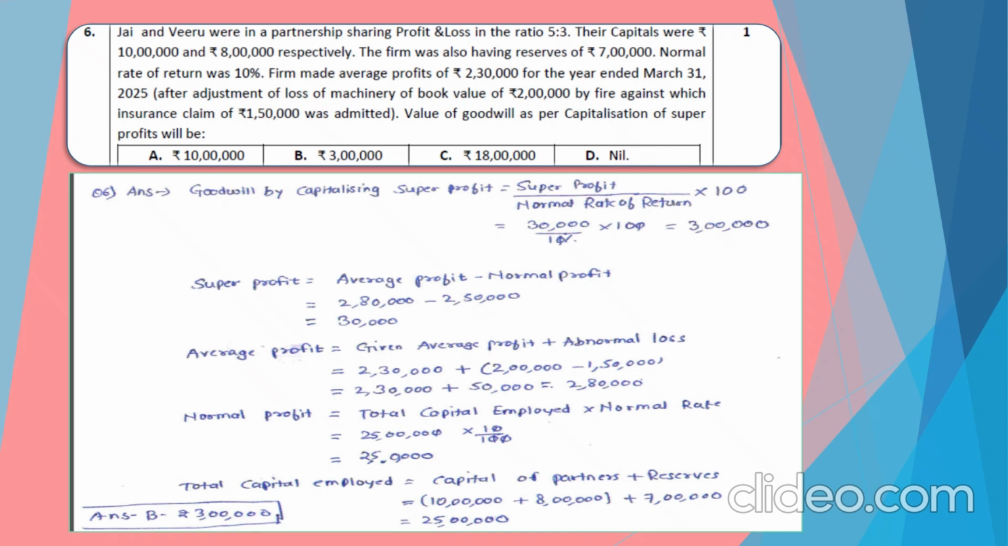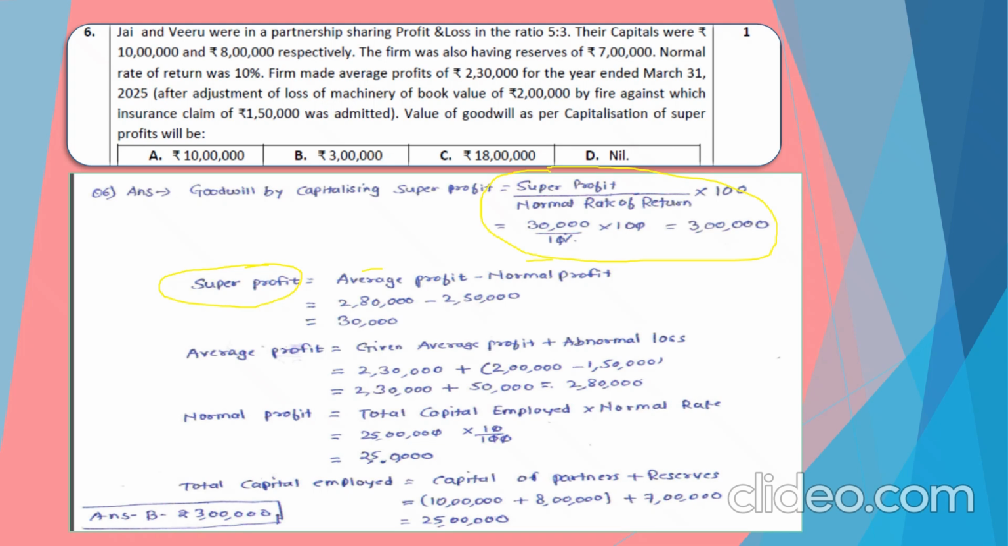Now see, the first thing you should know is your formula. What is your formula for goodwill by capitalizing super profit? So this is your formula: super profit upon normal rate of return into 100. Now for this, you don't have the super profit with you, right? So the next thing is, what is the formula for super profit? Super profit is average minus normal profit, right?